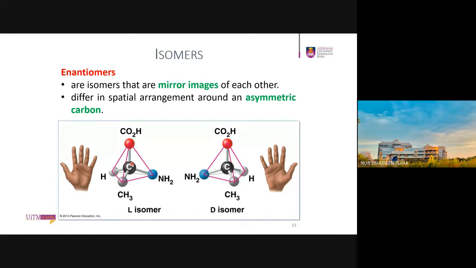When you put the two molecules together, they mirror each other. So you have the L isomer and D isomer. It is like your left and right hands. If you put them against each other, they mirror each other. So on this side you have the functional group, the amino group. This is the amino group, this is the amino group, so they mirror each other.